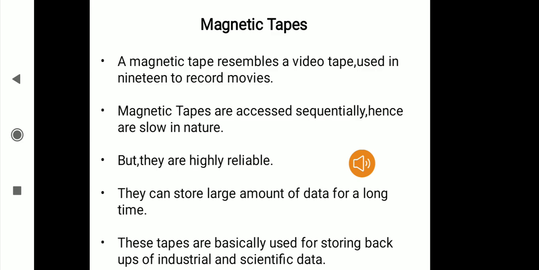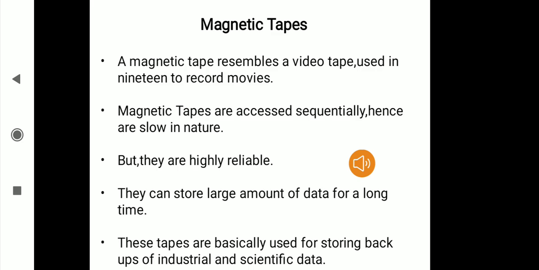The next secondary storage device is the magnetic tape. So what is basically a magnetic tape? The magnetic tape resembles a videotape which was used in the early 90s to record movies.